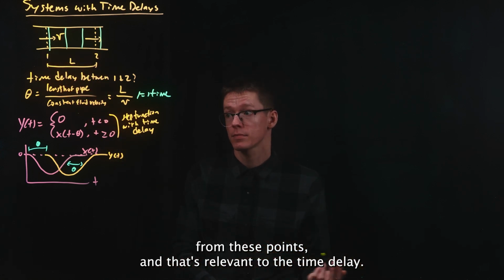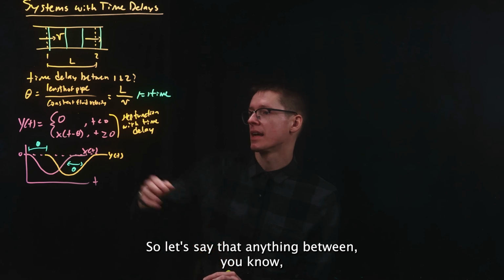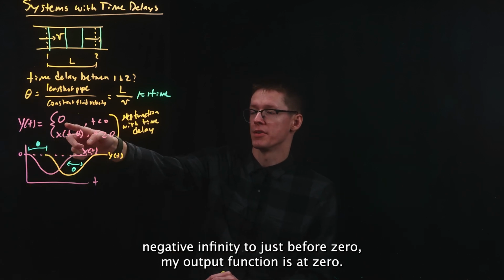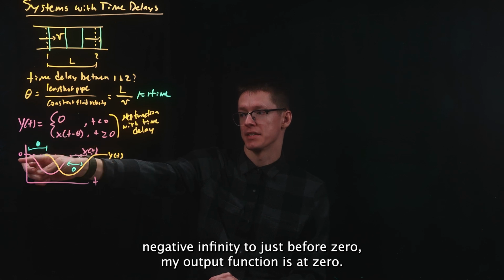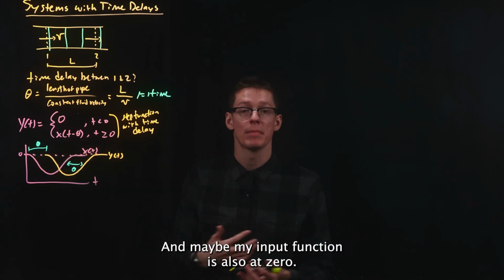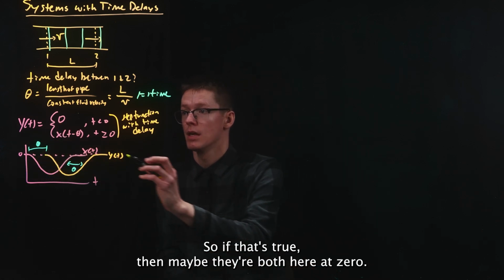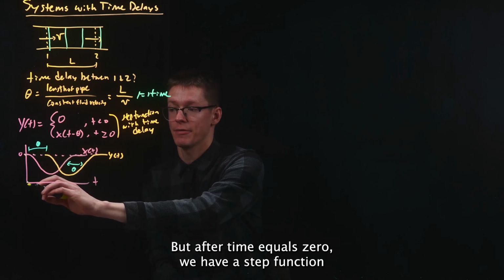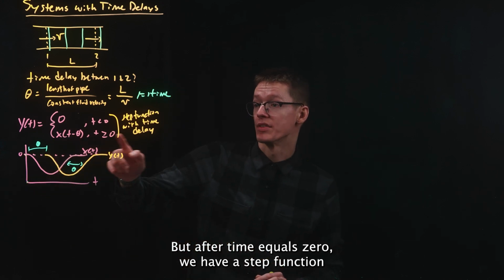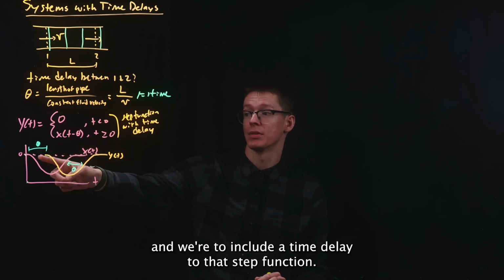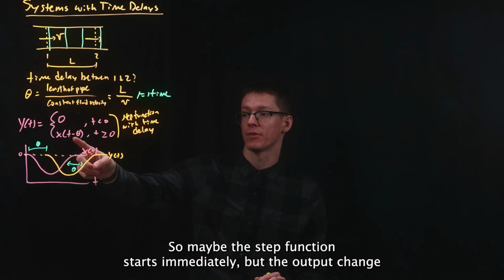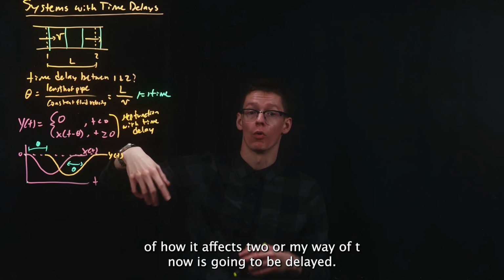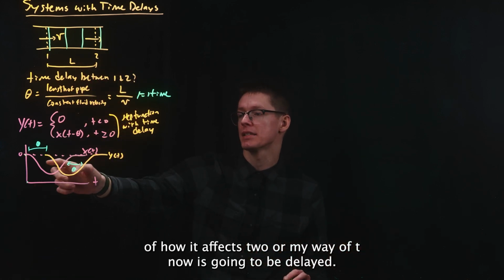So let's say that anything between negative infinity to just before 0, my output function is at 0. So we're modeling it at 0. And maybe my input function is also at 0. So if that's true, then maybe they're both here at 0. But after time equals 0, we have a step function, and we're going to include a time delay to that step function. So maybe the step function starts immediately, but the output change of how it affects 2, or my y of t now, is going to be delayed.